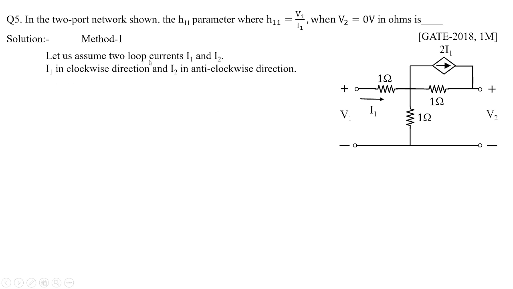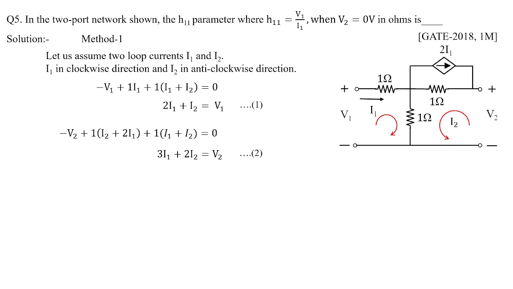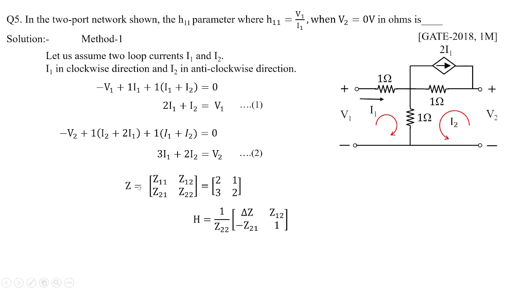Let us assume two loop currents I1, I2 as shown here. So you can see I1 is in clockwise, I2 is in anti-clockwise, and applying the KVL in the loops, I'm going to get first equation as 2I1 plus I2 equal to V1, and second equation as 3I1 plus 2I2 equal to V2. So from this I can frame the Z parameters, which is nothing but 2, 1, 3, 2. It's a standard approach. With this I can calculate directly H parameters with the help of formula 1 by Z22 of a matrix delta Z, Z12 minus Z21 and 1.